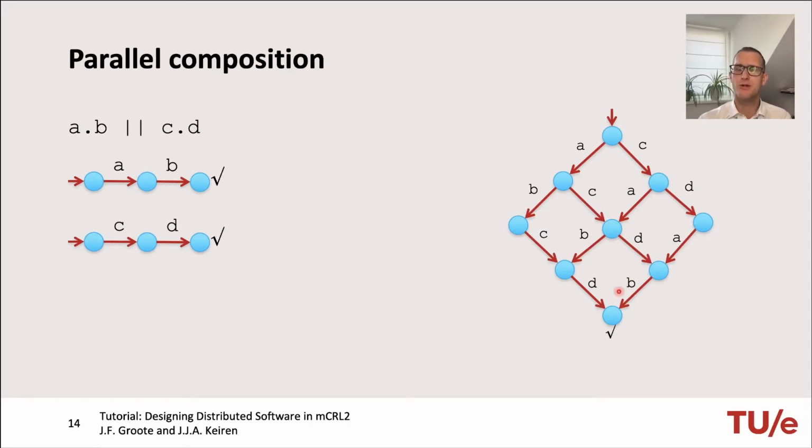Now that's not all, however. We can also have the simultaneous occurrence of two actions, one from each process. So for instance, if from this state one process can do an A, the other can do a C, then we also have the multi-action where A and C happen at the same time. Of course, we also have this in all the other places.